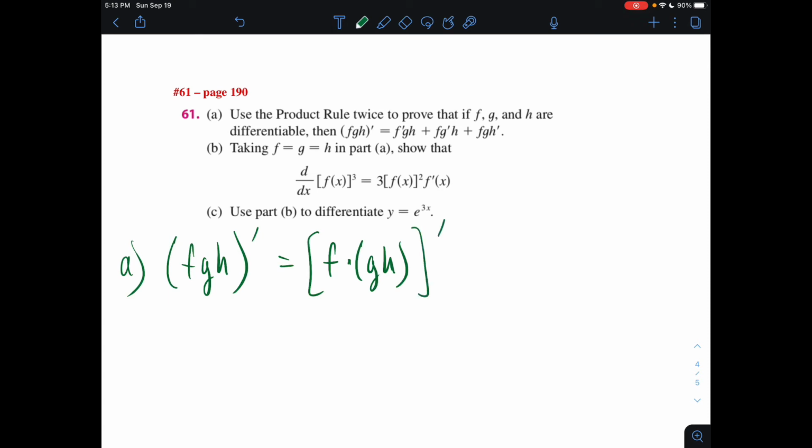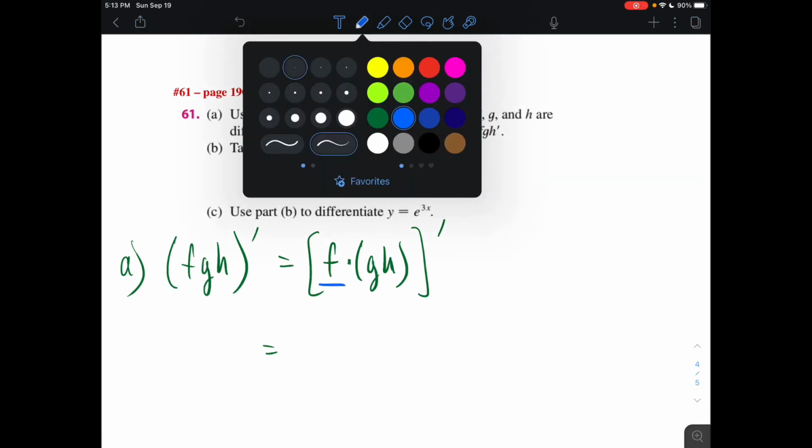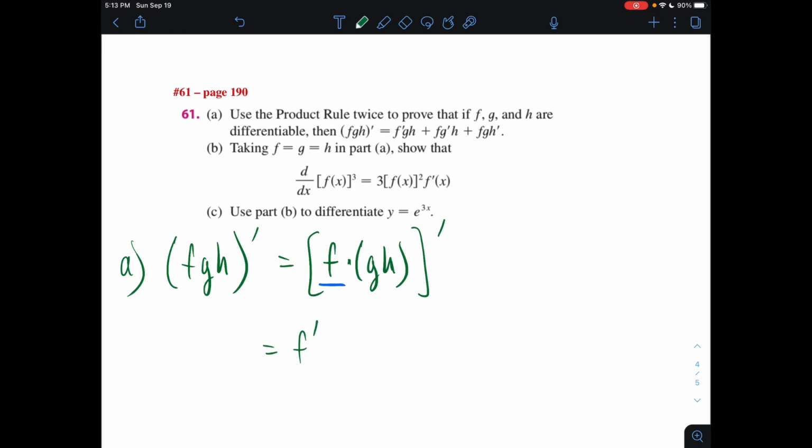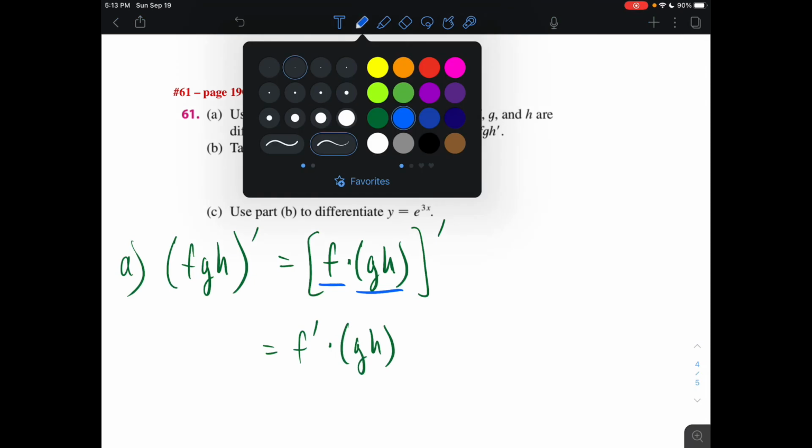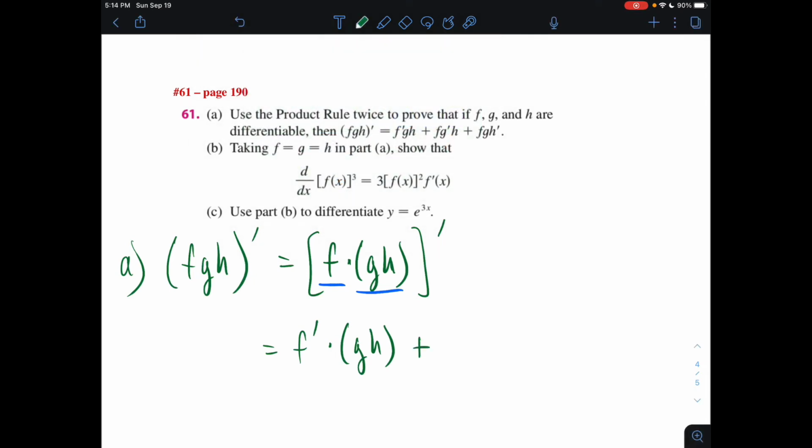And when we do that, this derivative by the product rule just becomes the derivative of the first function, and then times the second function, which is g times h. And then we have to add the derivative of the second function, g h prime, times the first function.